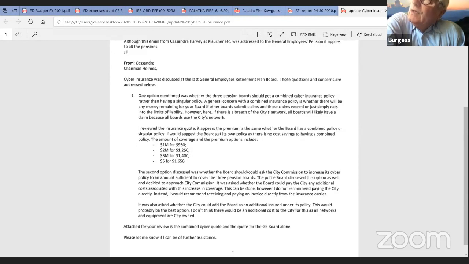I think that's where the risk is. And that leads to this question: what steps has the city taken to protect its interests in terms of IT department and protocols, procedures, and all that kind of stuff? Has the city done its job in protecting its interests in the three pension plans? Something to think about.